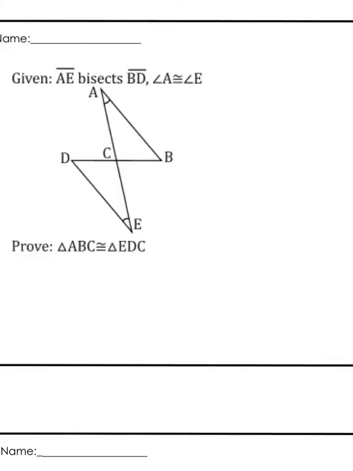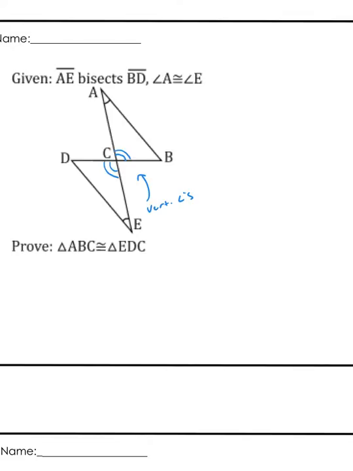So the first proof, it tells us the given is AE bisects BD and angle A is congruent to angle E. But remember, before we mark anything from the givens, we mark either one of two things, vertical angles or reflexive property. In this case, you'll see that we have vertical angles present. So we'd mark angle ACB and angle DCE, right? Those are vertical angles. And I'll even label that for you. Those are what vertical angles look like, vertical angles, okay?